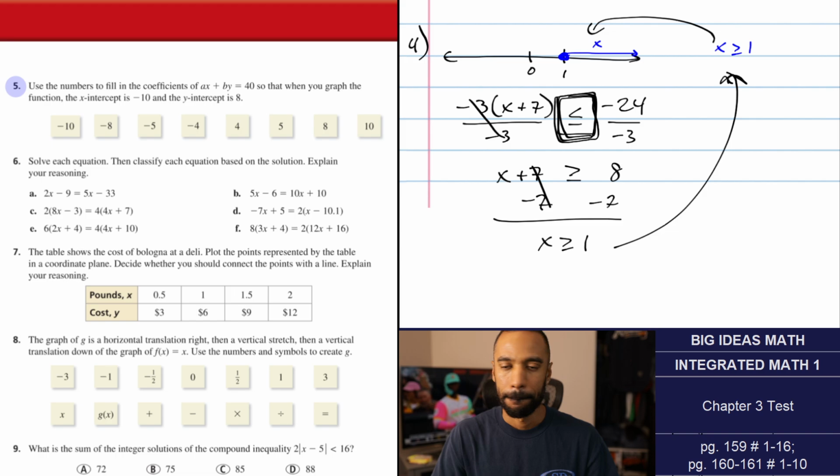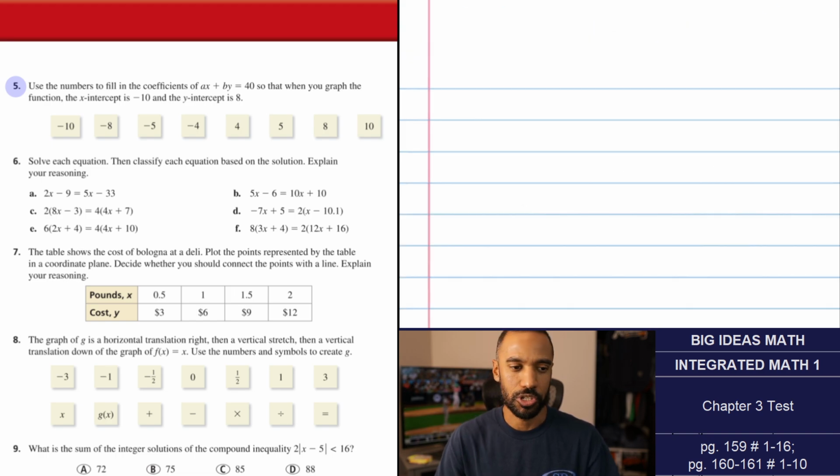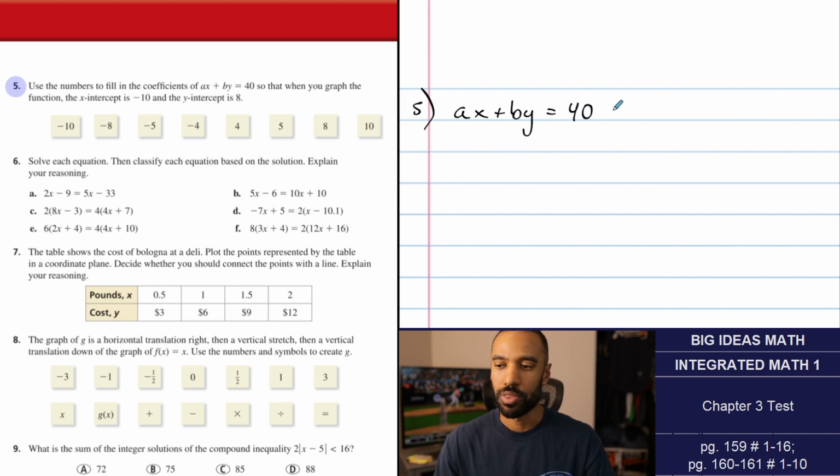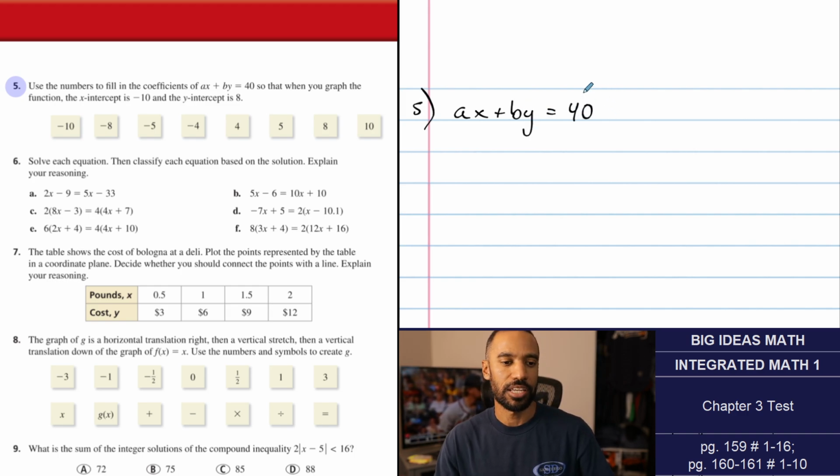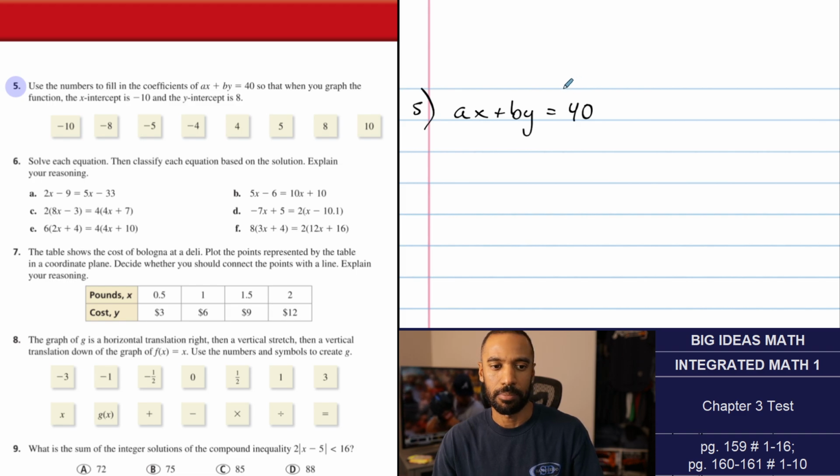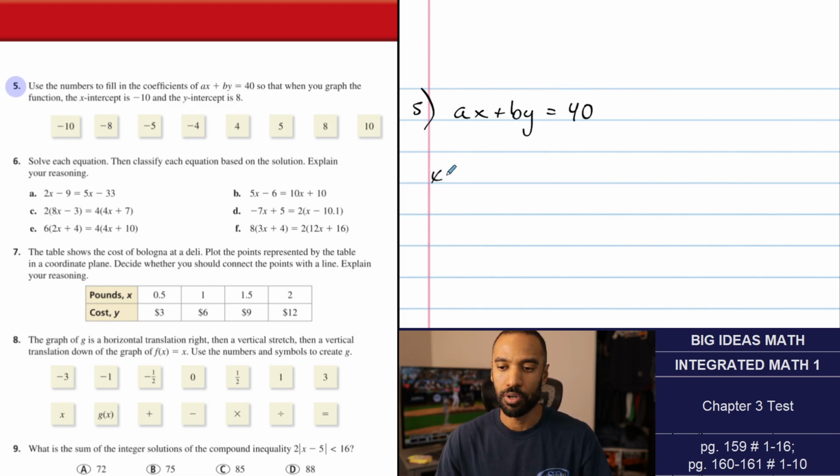Number 5. Use the numbers to fill in, these chapter tests are so weird, or cumulative assessments. Use the numbers to fill in the coefficients of ax plus by equals 40, so that when you graph the function, the x-intercept is negative 10 and the y-intercept is 8. Well, this goes back to chapter 3.